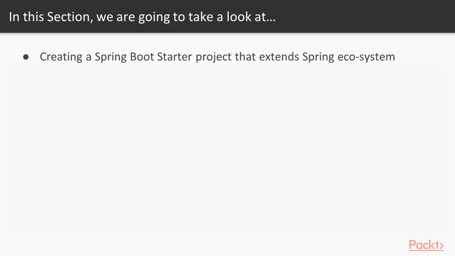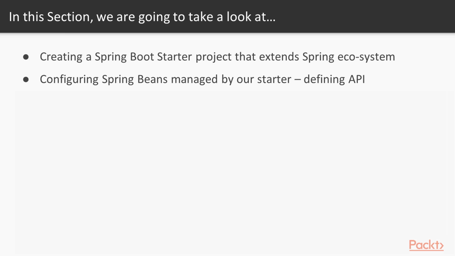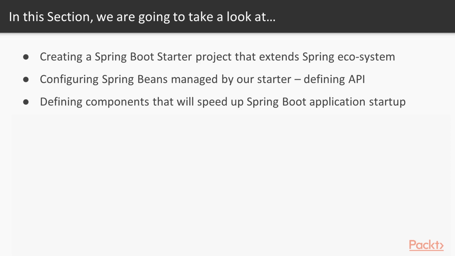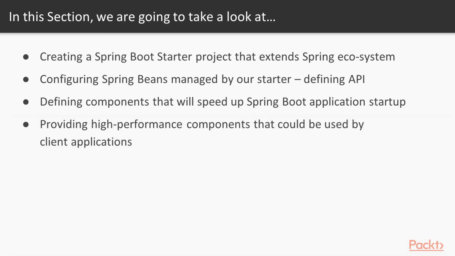In this section, we'll be creating a Spring Boot starter project that extends the Spring ecosystem. Then we'll configure Spring beans managed by our starter. We'll define the API or library module, depending on your naming convention. The first video will be about defining components that will speed up Spring Boot application startup. So we'll see how we can spin up new beans that will speed up the development lifecycle. Finally, we'll be providing a high-performance component that could be used by client applications.